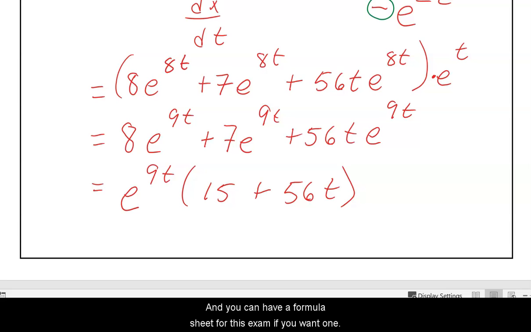I will probably emphasize polar coordinates over parametrics, although I'll do some on parametrics as well. And you can have a formula sheet for this exam if you want one. And you are allowed to write down the formulas for the derivative of parametrics, second derivative certainly.